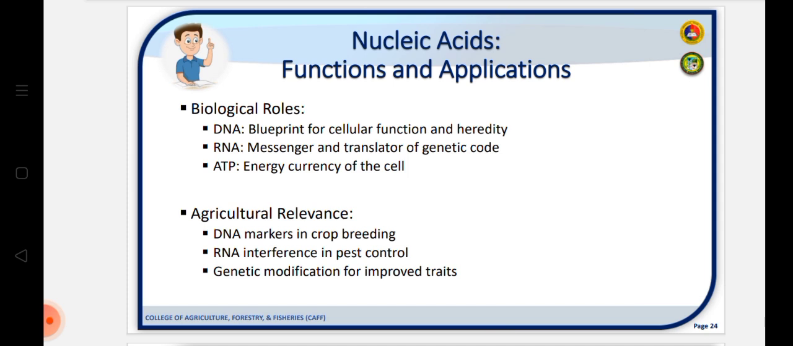Then we also have RNA interference, a powerful method for pest control. By silencing specific genes in pests, RNA interference offers a targeted and environmentally friendly alternative to chemical pesticides. Then we also have genetic modification, which relies on manipulating DNA to introduce improved traits such as vitamin-enriched crops, faster-growing livestock, or plants that thrive in marginal soils.